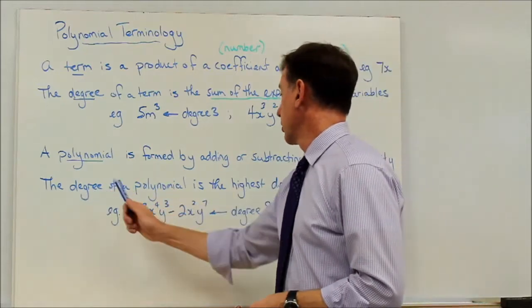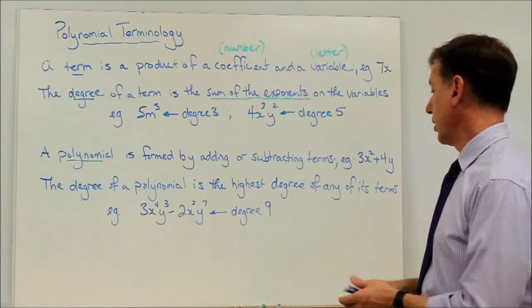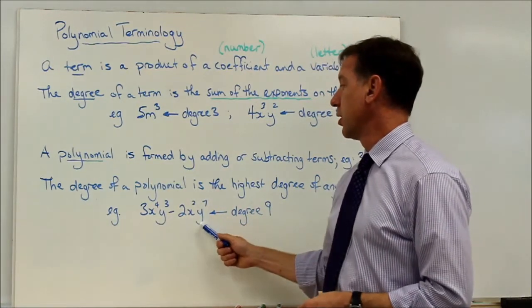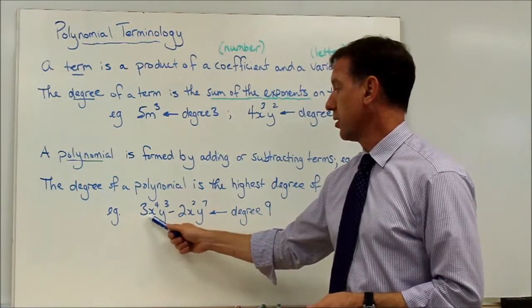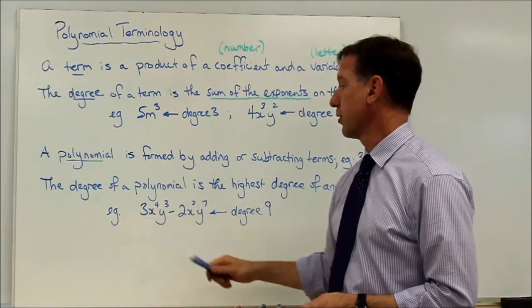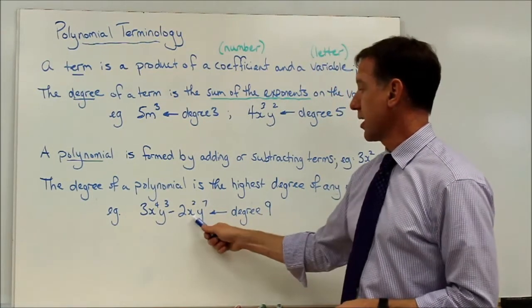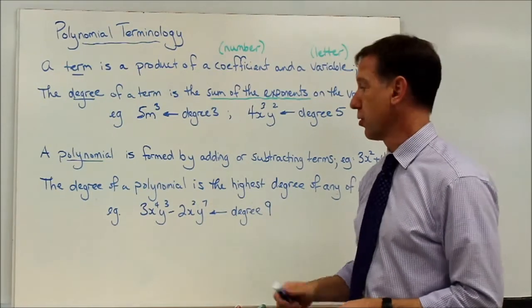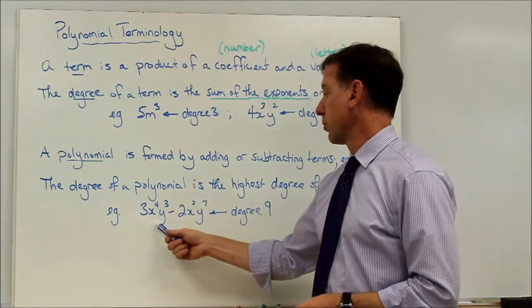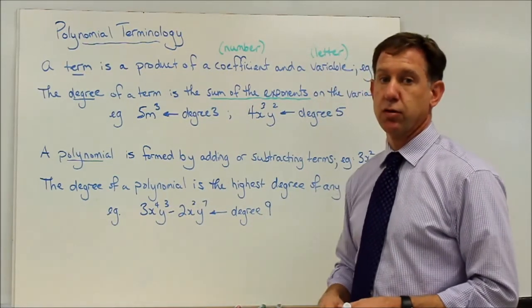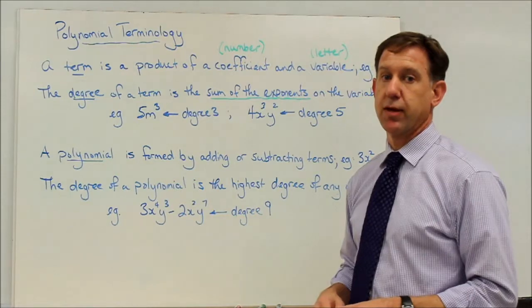The degree of the polynomial is the highest degree of any of its individual terms. So again, I've got another polynomial here. You can see that if I look at the individual exponents on the first term, I've got a 4 and a 3 for 7. And on the second term, I've got 2 and a 7. If I add those together, I've got 9. So overall, this polynomial will have a degree of 9. It's the highest term degree that you're interested in to classify that polynomial.